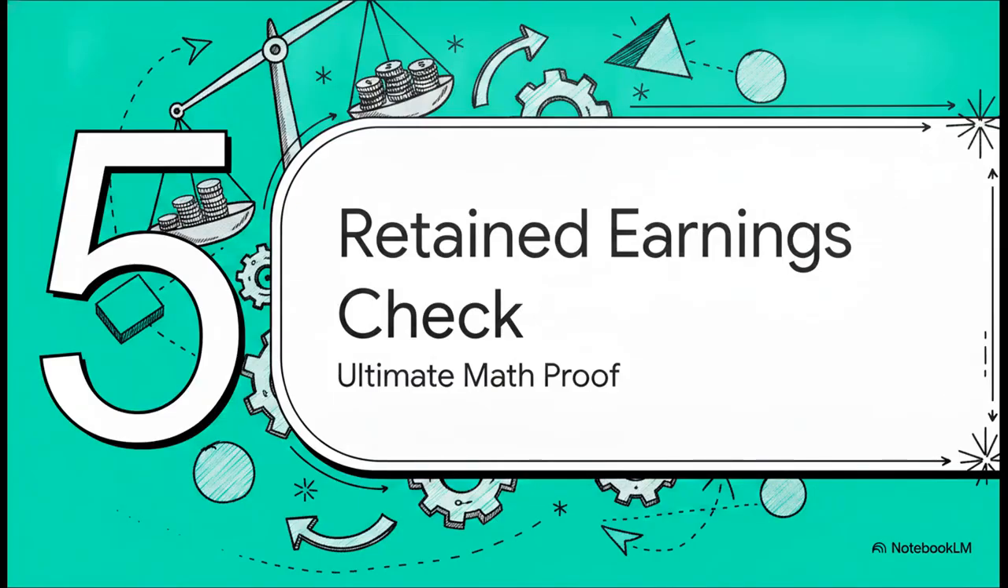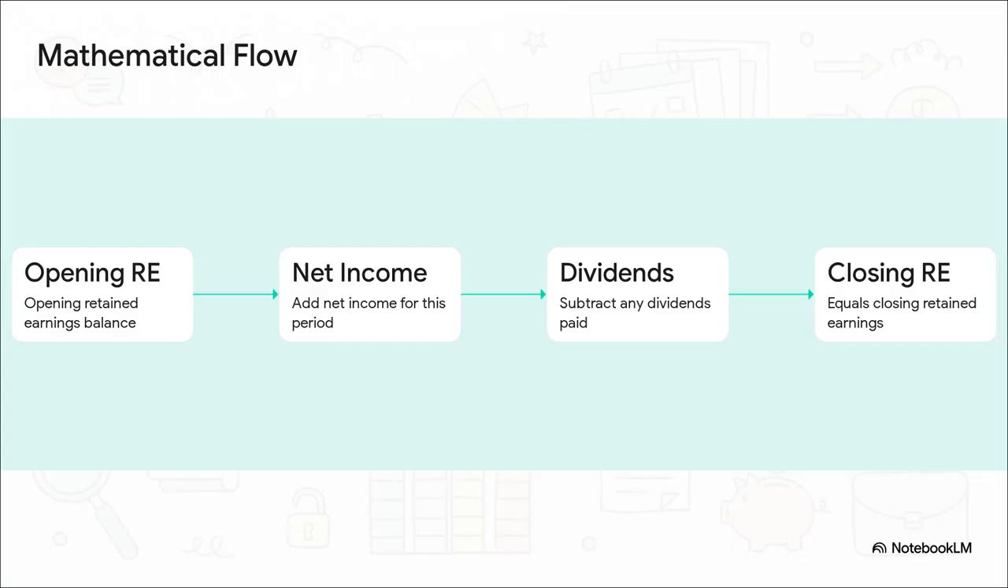Which brings us to one of my absolute favorite period-end tricks. I call it the retained earnings reality check. It is the ultimate mathematical proof. It's a simple but incredibly powerful mathematical flow to check your work at the very end of the process. To reconcile retained earnings, it's just 4 easy steps.